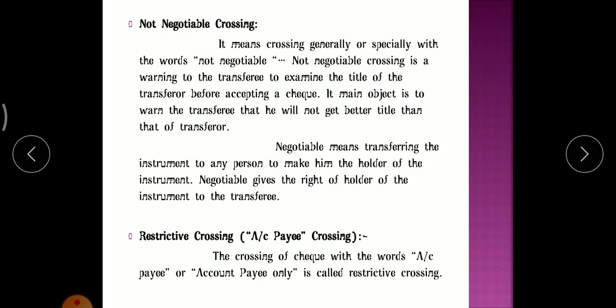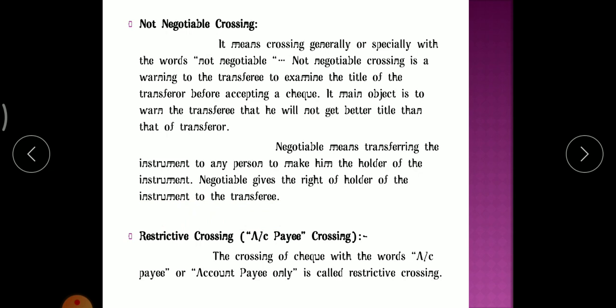Clear? Now, what do you mean by not negotiable crossing? Okay, so the main reason behind not negotiable crossing is to see that the bank transfers the amount correctly in a proper way.